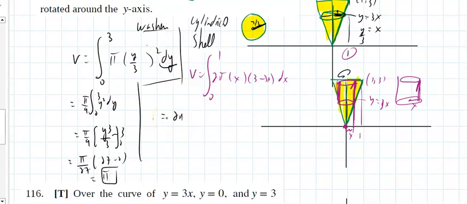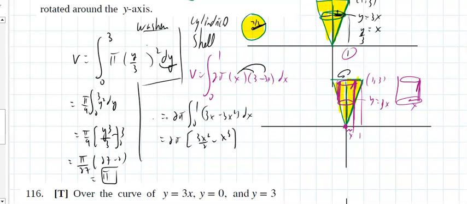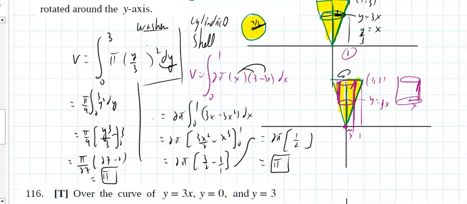That is 2 pi, the integral from 0 to 1 of 3x minus 3x squared dx. That's 2 pi times 3x squared over 2 minus x cubed. That is 2 pi. Plug the 1 in, 3/2 minus 1. And that will be 2 pi times 3/2 minus 1. That's 1/2. And the 2's cancel out. And there it is, as you see. You can't get it wrong.